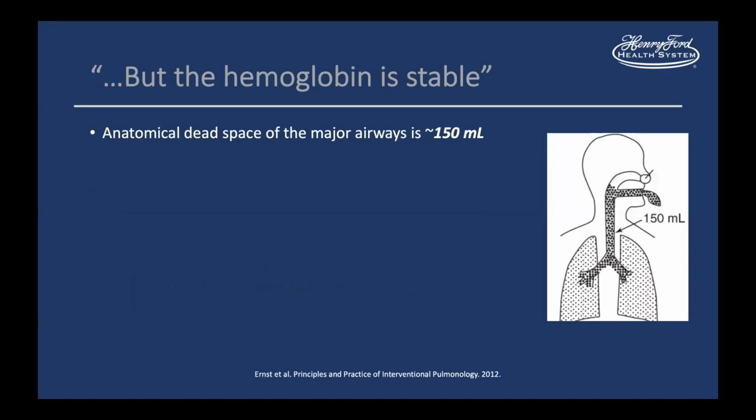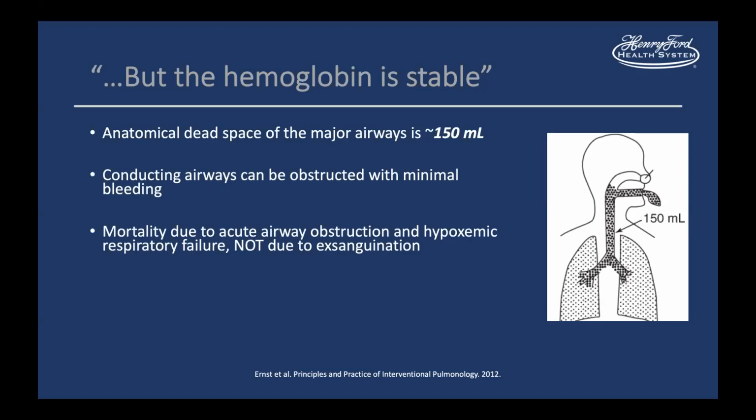When we get these calls for hemoptysis, a lot of times providers will tell us that the hemoglobin is stable, but the reality is that it doesn't really make a difference. The reason is that the average anatomical dead space for the major airways is only about 150 milliliters, and that's less than a unit of blood. So your conducting airways can be obstructed with a minimal amount of bleeding. This is ultimately what leads to a lot of the mortality related to massive hemoptysis: acute airway obstruction and hypoxemic respiratory failure due to that, and less due to exsanguination and hemodynamic instability.